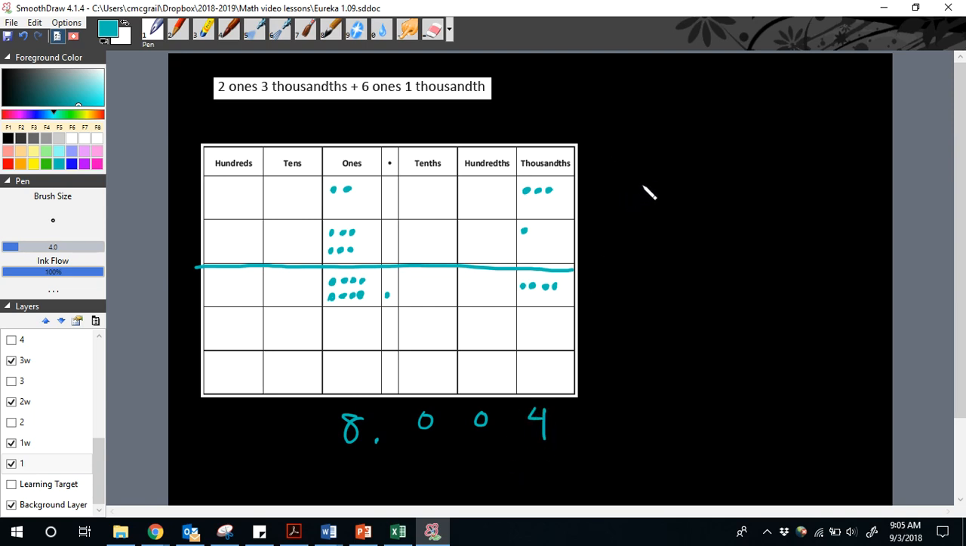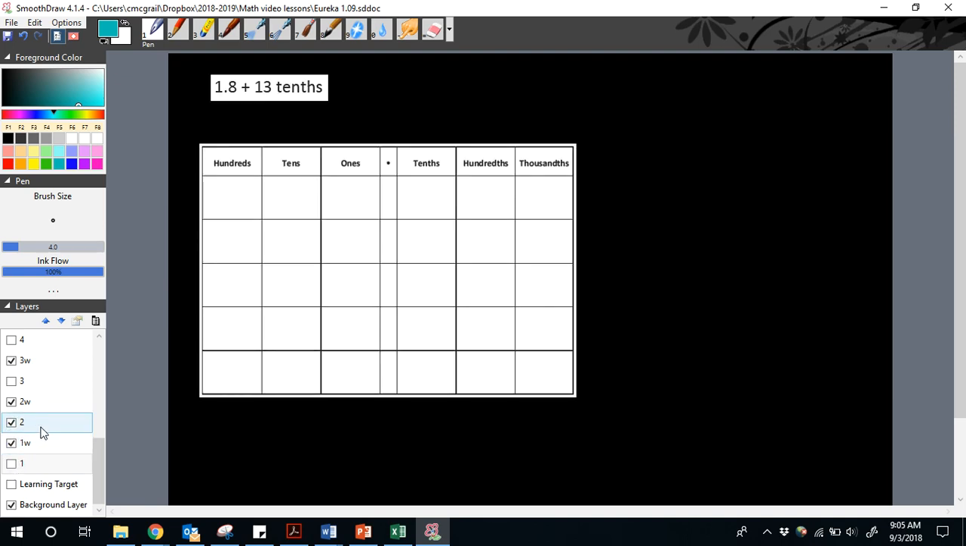So in your notebook, please make sure that you are writing this down. 2 ones and 3 thousandths looks like this. 0 tenths, 0 hundredths, and 3 thousandths plus 6 ones, 0 tenths, 0 hundredths, and 1 thousandth. Now when I'm adding, I always want to make sure that my decimal points are lined up so that I'm adding the same place values. 1 plus 3 is 4, 0, 0, decimal point, and 8. In both problems, I know that I'm successful because my answer is 8 and 4 thousandths. Let's try one that's a little bit more challenging and move on to question 2.